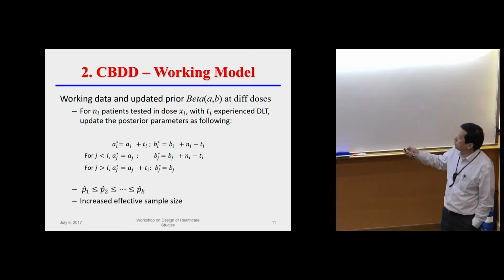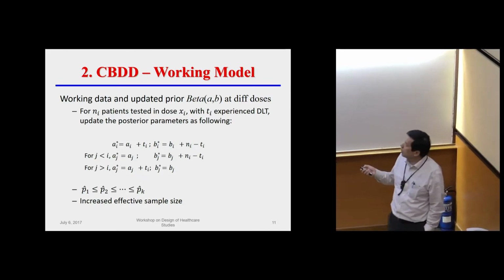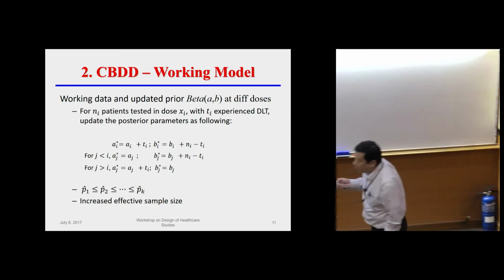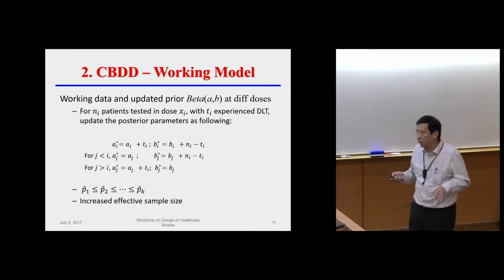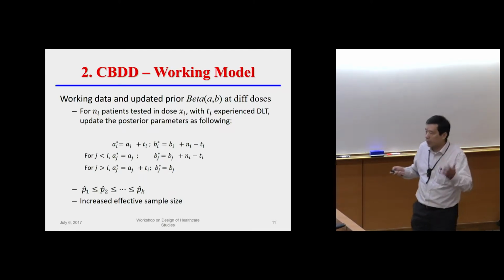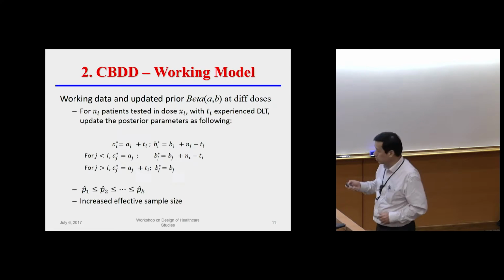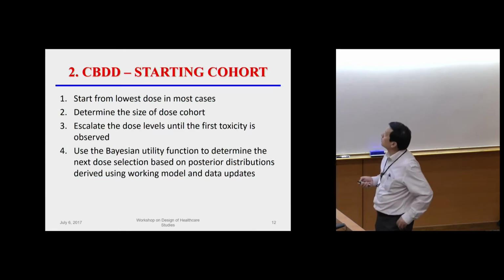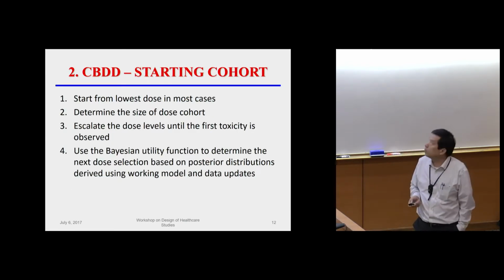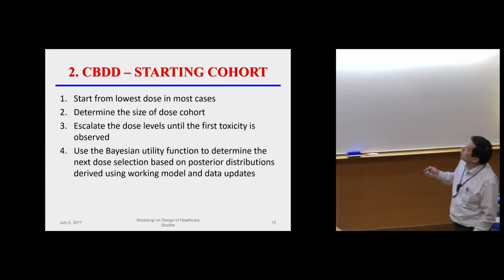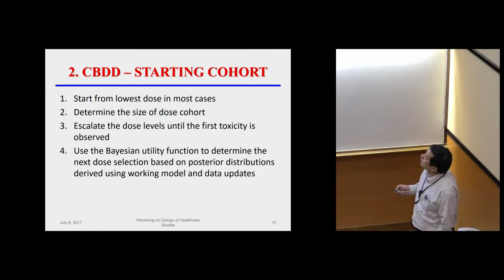If I do a group, I can do that too. The nice part of doing this kind of update is that my posterior always guarantees a monotone toxicity rate. So I effectively increase my sample size. That's the main trick. The rest is very standard.